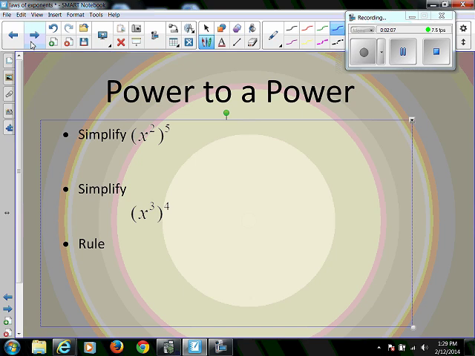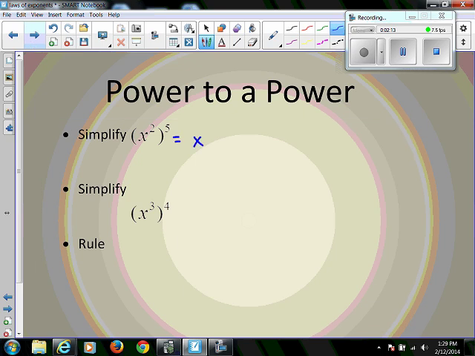Let's look at another one, power to a power. Here we have x squared to the 5th power. So I'm going to write x squared 5 times. What is x squared? We have x times x. How many x's do we have? We have 10 x's, so we have x to the 10th power.